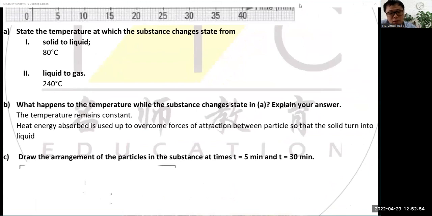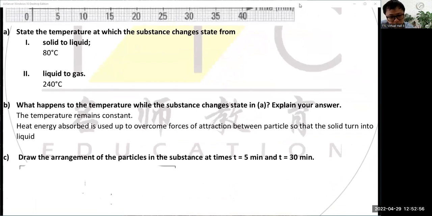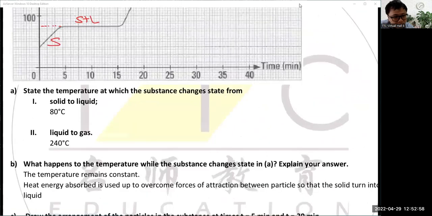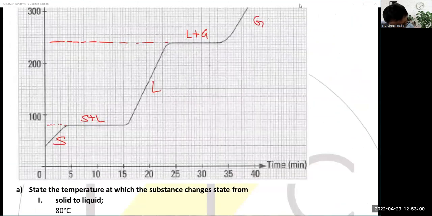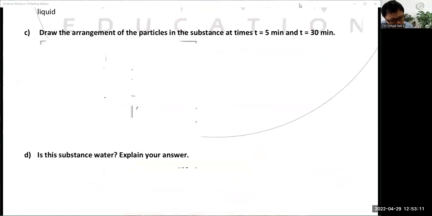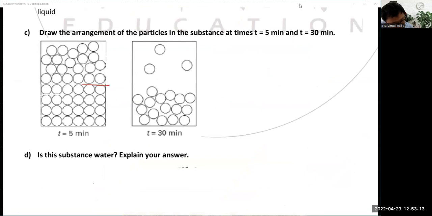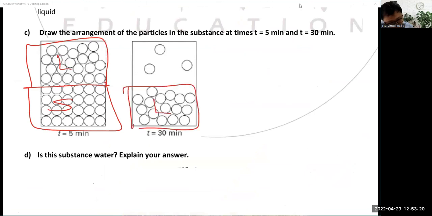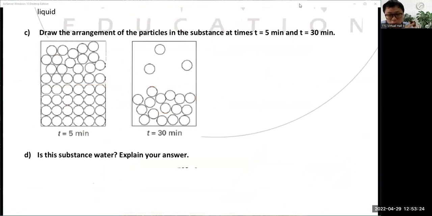Draw the particle for T1 and T, when T is 3 minutes, 5 minutes and 30 minutes. Check here. At 5 minutes, it will be solid plus liquid. At 30 minutes, it will be liquid plus gas. So how do you draw this kind of thing? It looks like this. Here you can see here is solid, here is liquid. It's melting now. Here is liquid, here is gas. This is what we call mixture.